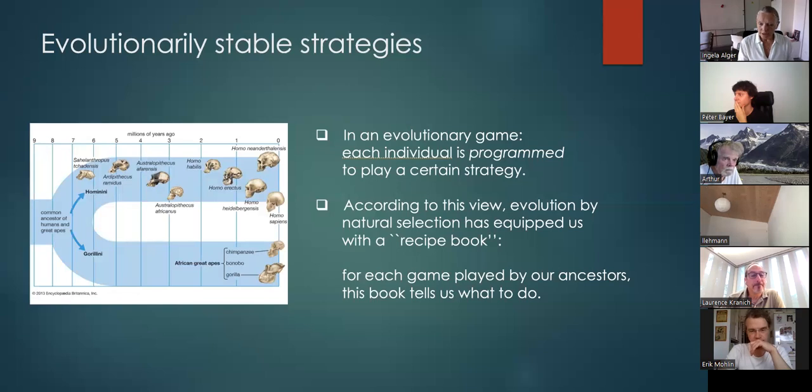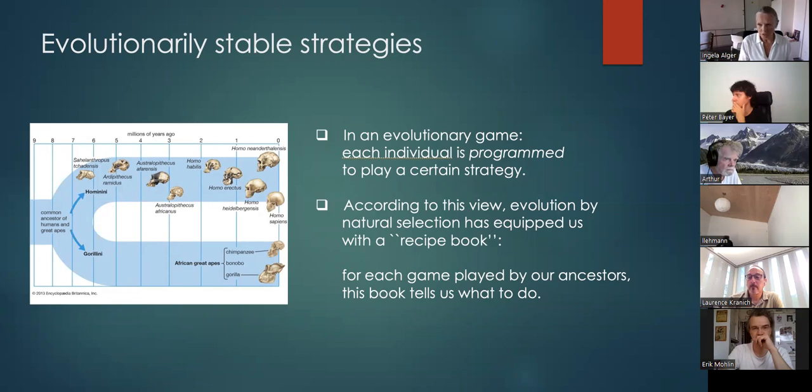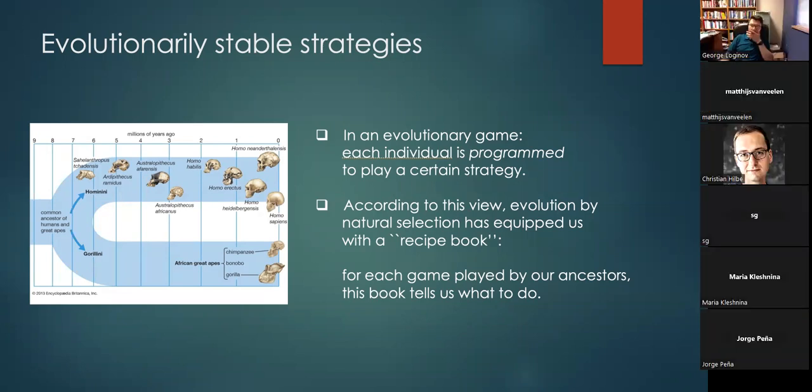So in an evolutionary game, each individual is programmed to play a certain strategy. If we think about our evolutionary past, according to this view, evolution by natural selection should have equipped us with a kind of huge recipe book. And this recipe book tells us what to do in every game that was played by our ancestors. We just need to recognize the game, and then poof, we play that strategy, the ESS.